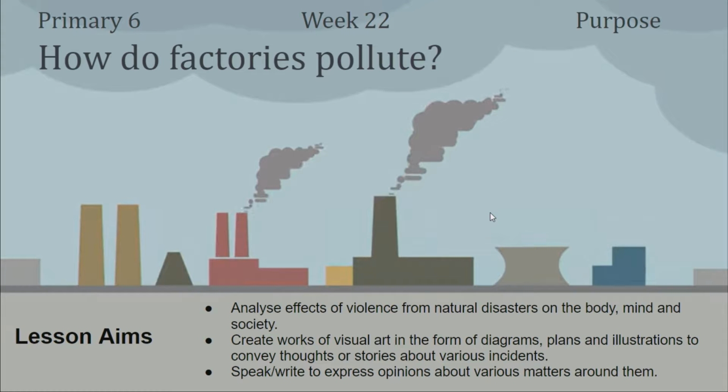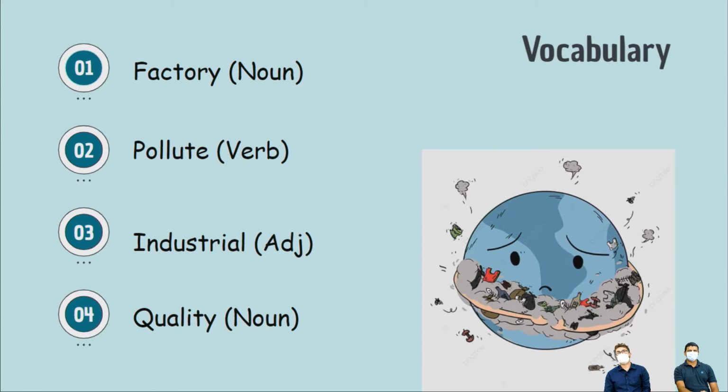We will analyze effects of violence from natural disasters on the body, mind, and society. We will create works of visual art in the form of diagrams, plans, and illustrations to convey thoughts or stories about various incidents. And finally, we will speak and write to express opinions about various matters around them. Okay, let's move on to the vocabulary.